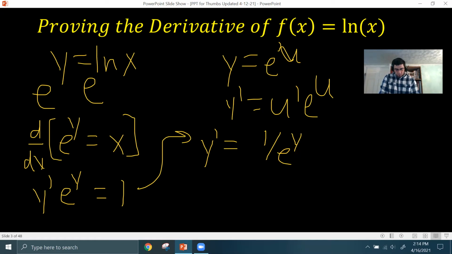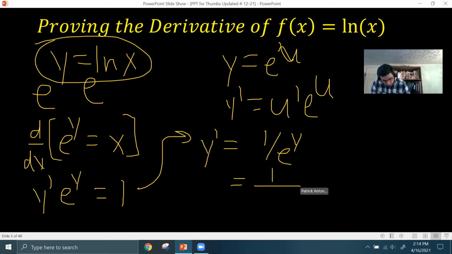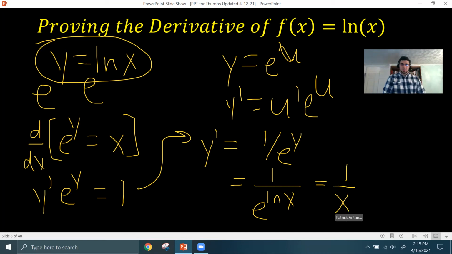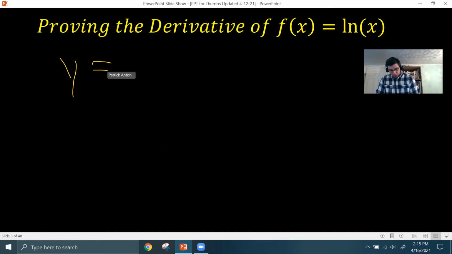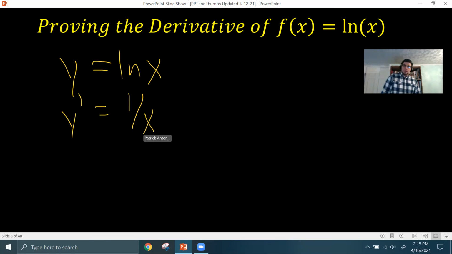What was y? Well, back at the original, you had y equals natural log x. So let's substitute that in. You'd have 1 over e to the natural log x. And guess what? e and natural log are inverses of one another, so they cancel each other out, and you have 1 over x. So guess what the derivative of natural log is? If y equals natural log x, then y prime equals 1 over x. Bippity bop, bippity boop. How cool is that?